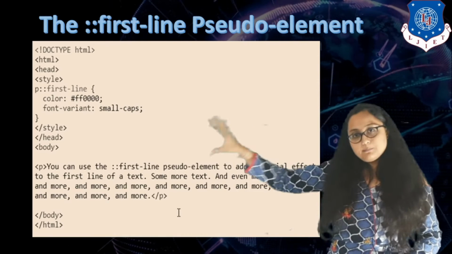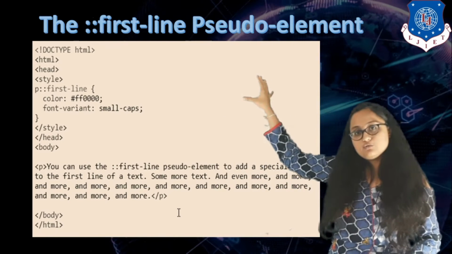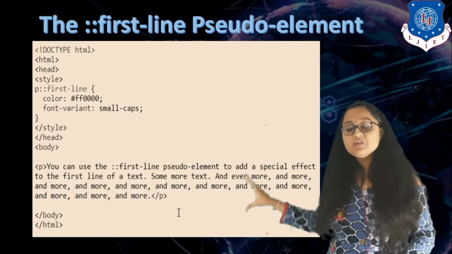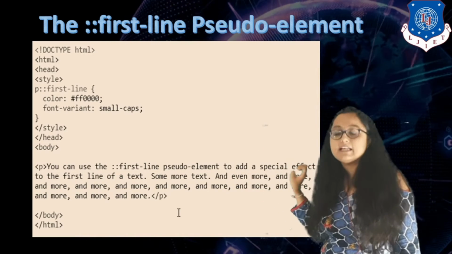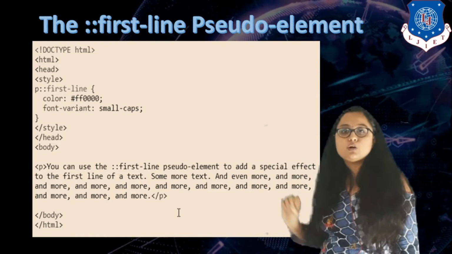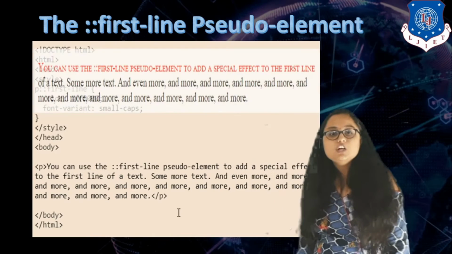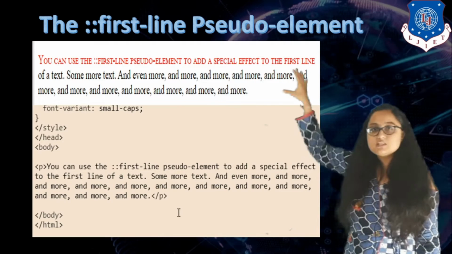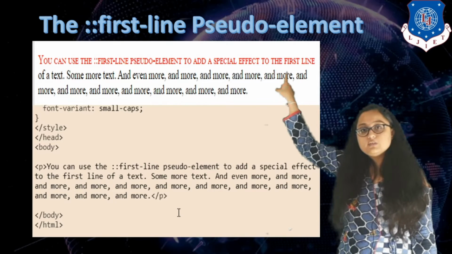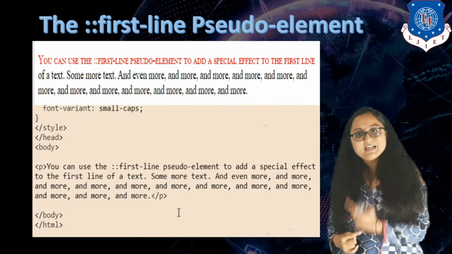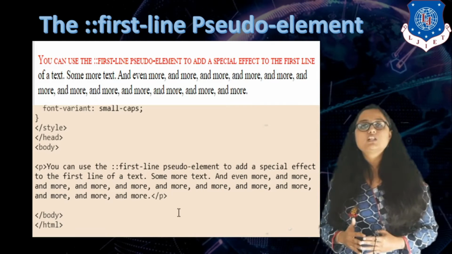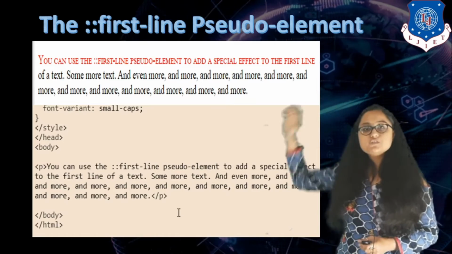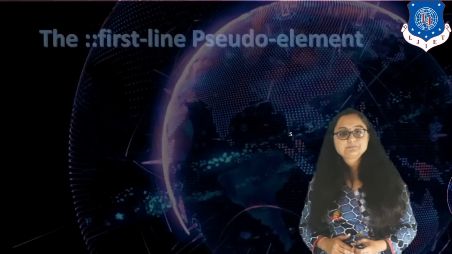Whenever you apply this selector along with the pseudo element first-line, it will take this paragraph, select the first line, and give the particular property to that first line only. So this is the output. This is my paragraph, and you can see the first line style has been changed. It is displayed in small caps and the font color is red. So this was the first-line pseudo element.